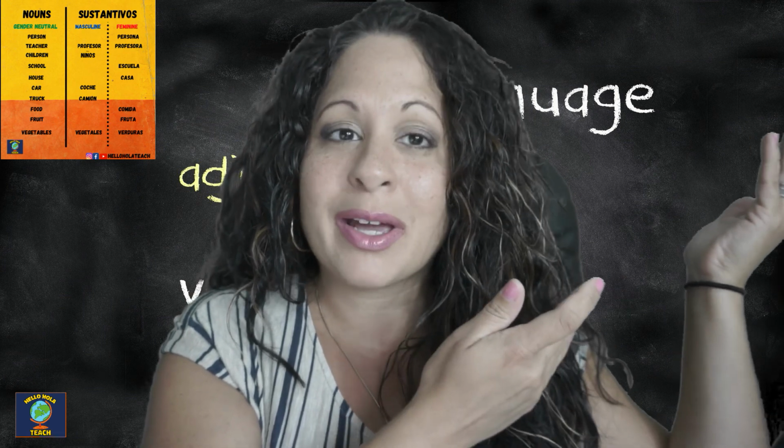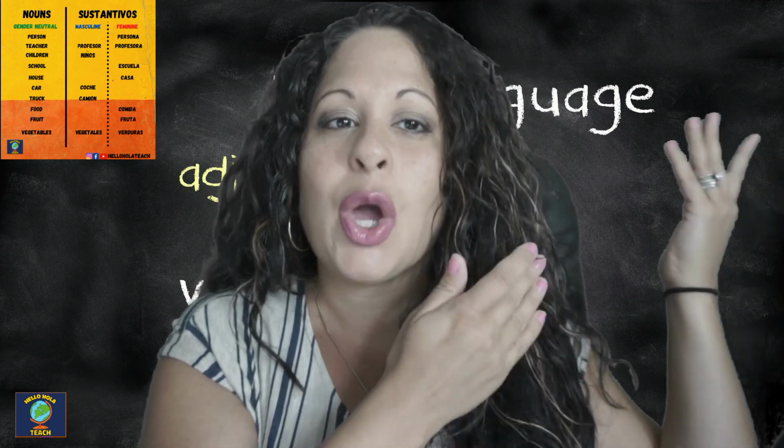So I will go over a few examples. Vamos a hablar de algunos ejemplos. And as always, I will have my infograph right over here. Y como siempre, voy a tener el infograph aquí para que vean de lo que estoy hablando. So you guys can all see what I'm talking about. So let's start off with some gender neutral, right? Person, teacher, children, school. Vamos a empezar con algunos en inglés.